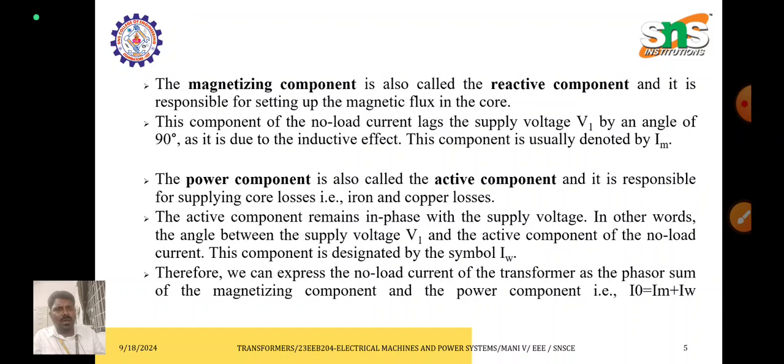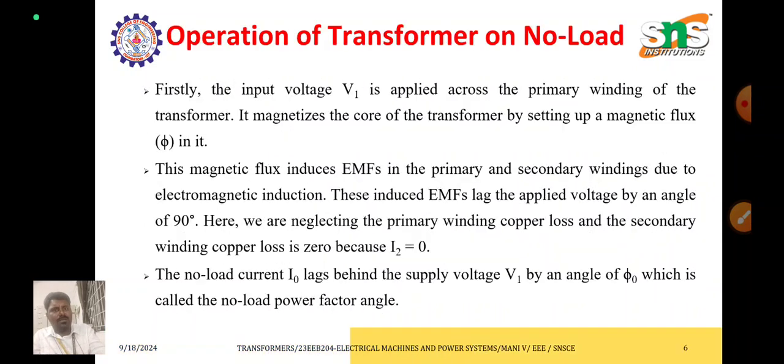This component of no load current always lags the supply voltage by an angle of 90 degrees. But the active component, which is responsible for supplying the core losses like iron losses and the copper loss, will be in phase with the supply voltage. Therefore the no load current is equal to the magnetizing current plus the working component, or active component, which may also be called the power component.